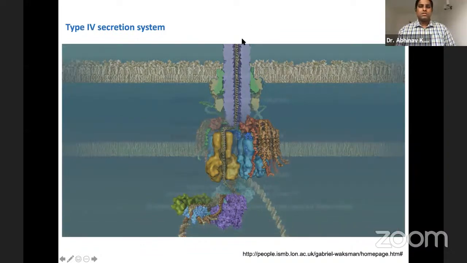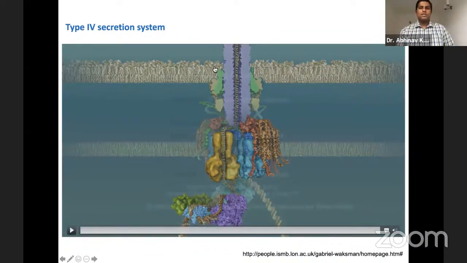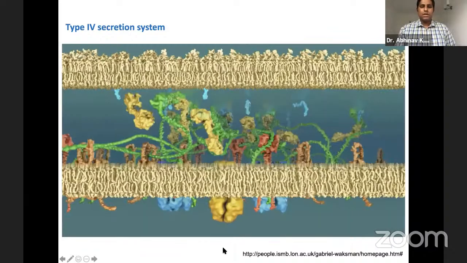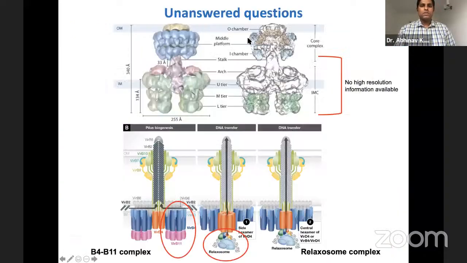So this is basically how we visualize the antibiotic resistance mechanism works. Although we know most of the structural components, we still have a lot of unanswered questions. For example, for the whole of the type 4 secretion system, we don't know high resolution information for this part, something which we've been working on for many years.